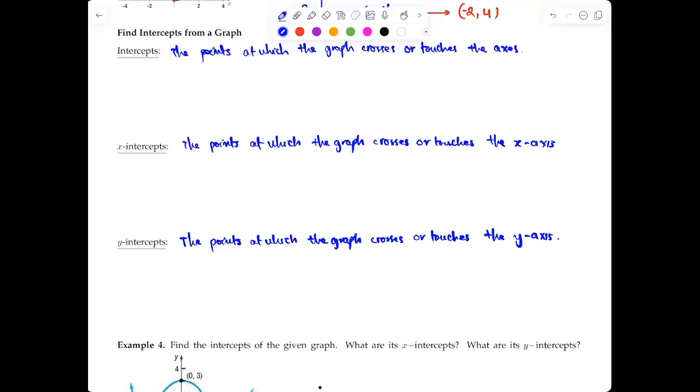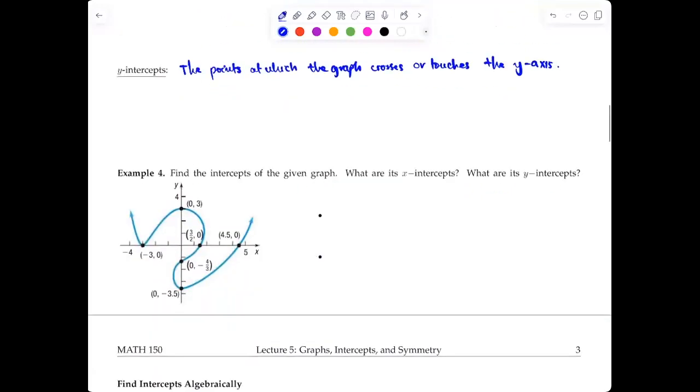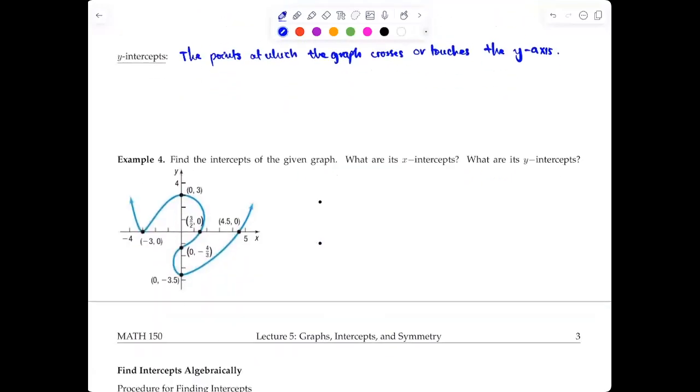Now let's take a look at example 4. We are given a graph. From the graph, can you identify the intercepts? What is the x-intercept and what is the y-intercept? So the x-intercept by definition is the points at which the graph crosses or touches the x-axis. All right, can someone tell me what the x-intercepts are?